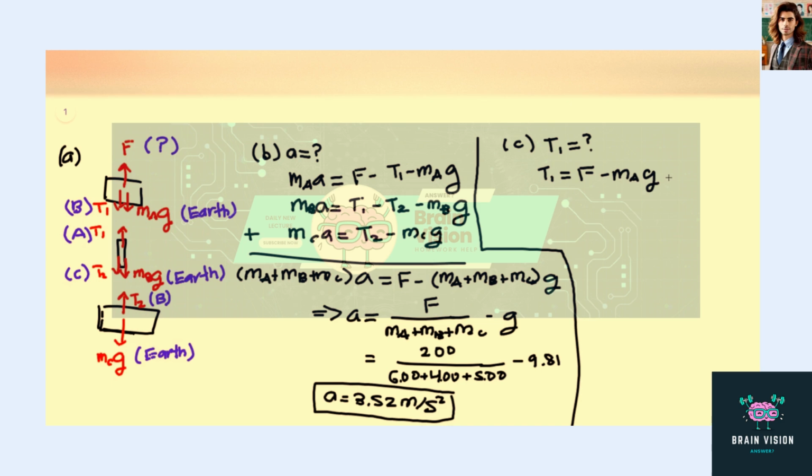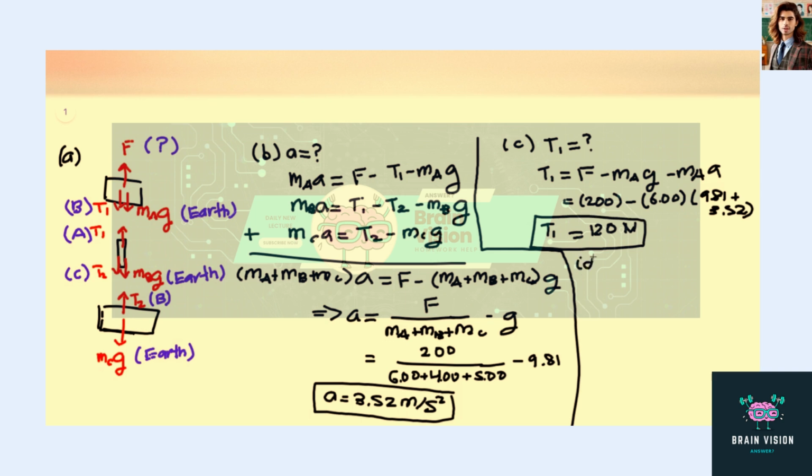F minus m_A g minus m_A a. Plug in numbers. We know that F is 200. We know the mass is 6. And I'm just going to collect some terms and do 9.81 plus 3.52 for the acceleration, and then get a tension force of 120 newtons at the top of the rope specifically.